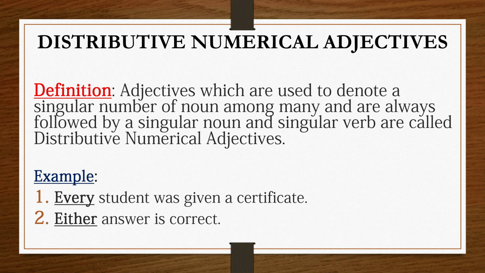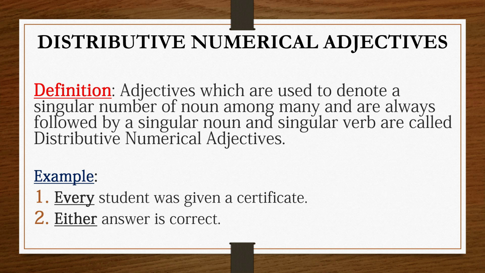Now each, every, neither, either, all these are called distributive numerical adjectives. See the examples of them. Every student was given a certificate. So it is understood that there are many students. Okay, now understand it carefully. I told you, a singular number of noun among many. So there were many students, and in that every student was given a certificate. So it is mentioning only one number, that is singular number.